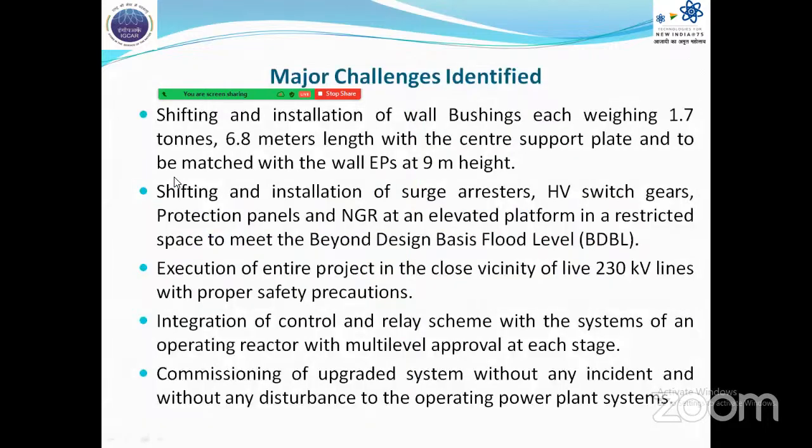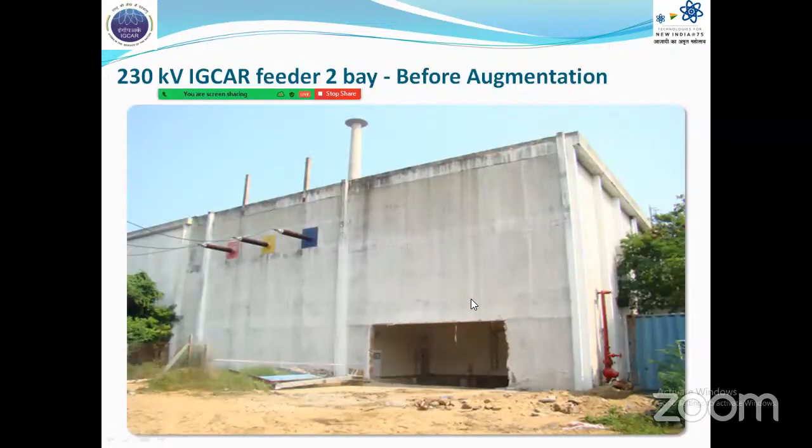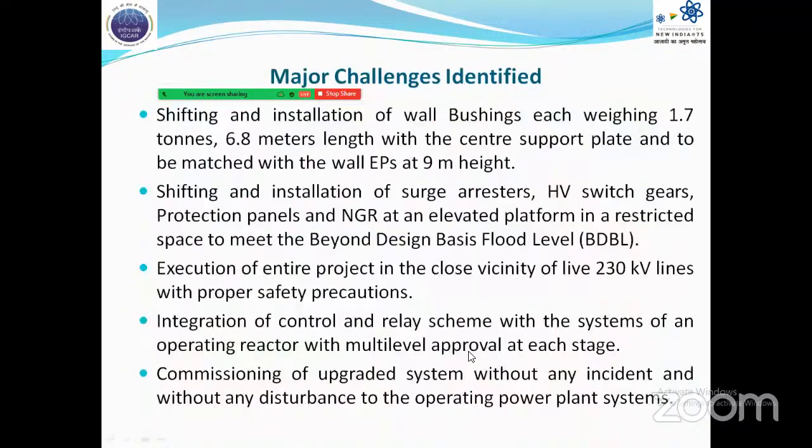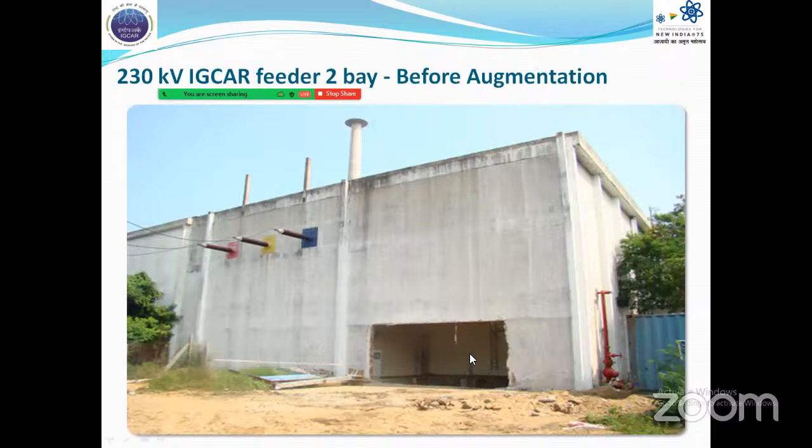The second challenge we have identified is the shifting and installation of surge arresters, HV switchgears, protection panels, and NGR at an elevated platform in a restricted space to meet the beyond design basis flood level. As we have seen, this is the small area which was available for us to build the bay and to be converted as a Fukushima compliant switchgear bay. In this area, we have to build the platform over and above the equipments, everything we have to build. This is one challenge.